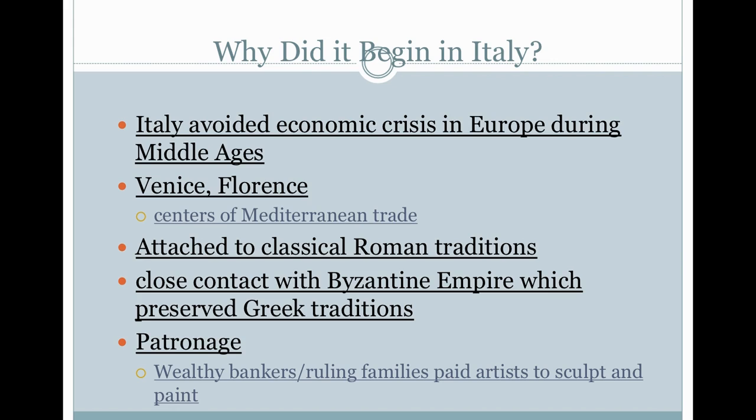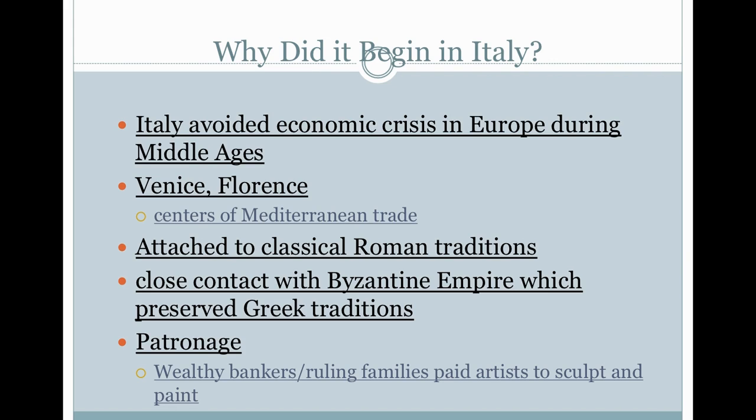Also, Italy is the home of Rome, so it's going to be easy to access those traditions and ideas. Also, Italy is close to the Byzantine Empire, and they too preserve some of those Greek traditions. So again, you're going to see those old ideas that had spread outside of Europe, and now they're coming back, right?